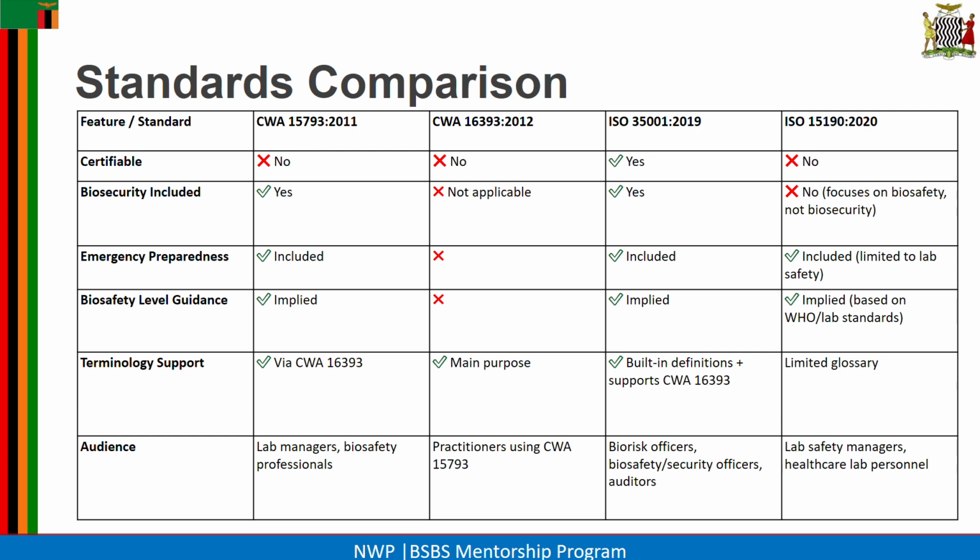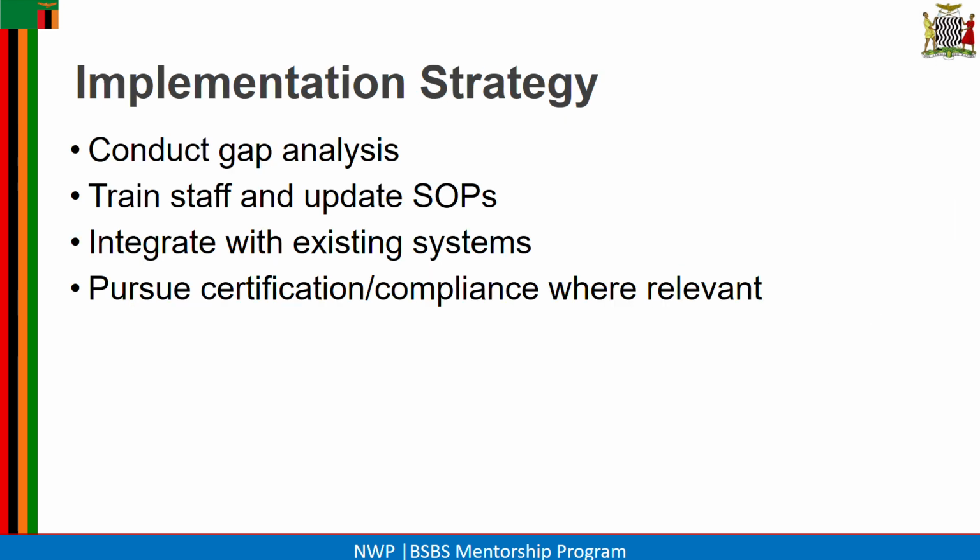Then 15190: lab safety managers and healthcare lab personnel. The difference here is that for 35001 there are biorisk officers, which means biosafety and biosecurity officers, while for 15190 it's just biosafety, not biosecurity. So that's the main difference in audience between the 35001 and 15190.